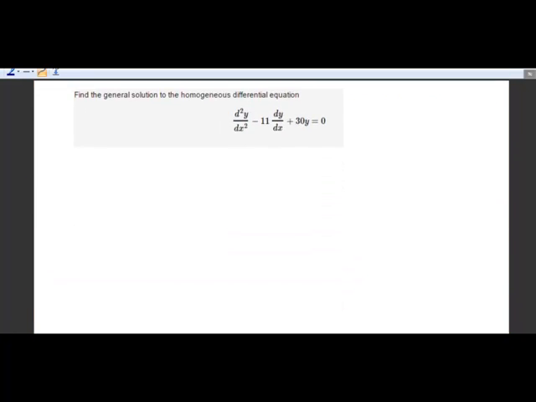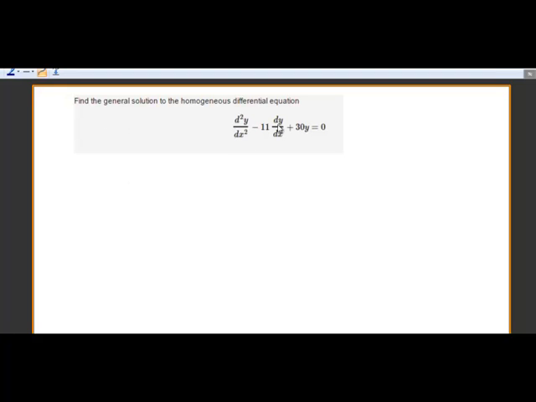Okay, so find the general solution of a homogeneous differential equation. Say this. Now here we have a second order differential equation, y double prime minus 11 y prime plus 30 times y is equal to 0. y is an unknown function here, and we are looking for y. So first of all, we will write down the characteristic polynomial for this.